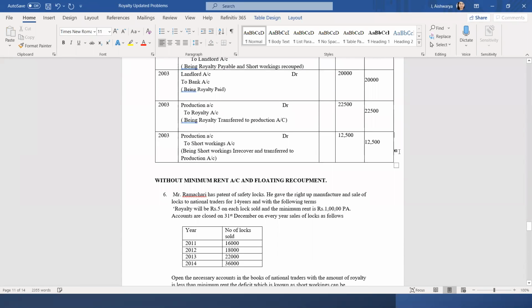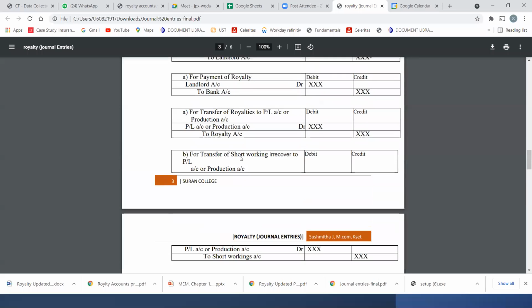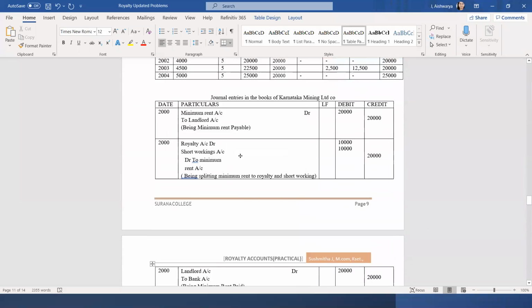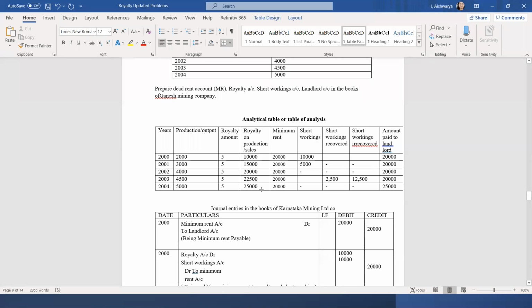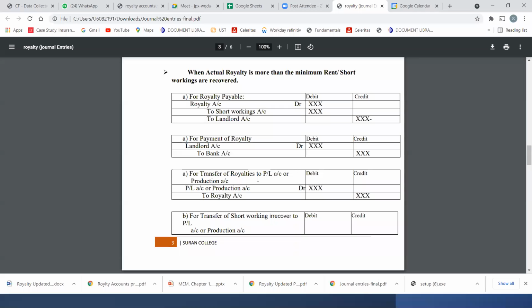Next, after 2003, we have to move on to 2004. So here in this analytical table, tell me, is the actual royalty more than the minimum rent or less than the minimum rent? More. What is the first entry that we have to record? Royalty account debit to short workings account.